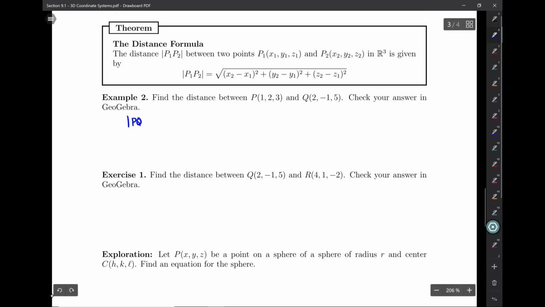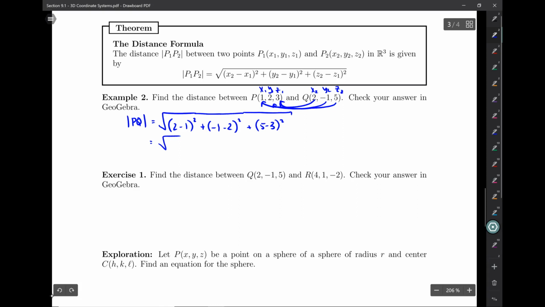So the distance between P and Q is going to be the square root of, now we will subtract. You probably remember this from using the distance formula in R2. When we subtract, we just need to make sure we do it the same direction. It doesn't matter which one we pick to be x1 or x2, we just need to make sure that we're consistent. So if I want this to be x1, y1, and z1, then this would be x2, y2, and z2. And I just need to make sure that my subtractions go 2 minus 1, negative 1 minus 2, 5 minus 3. So just make sure you go in the same order. I'll go ahead and write it out: 2 minus 1 squared plus negative 1 minus 2 squared plus 5 minus 3 squared.